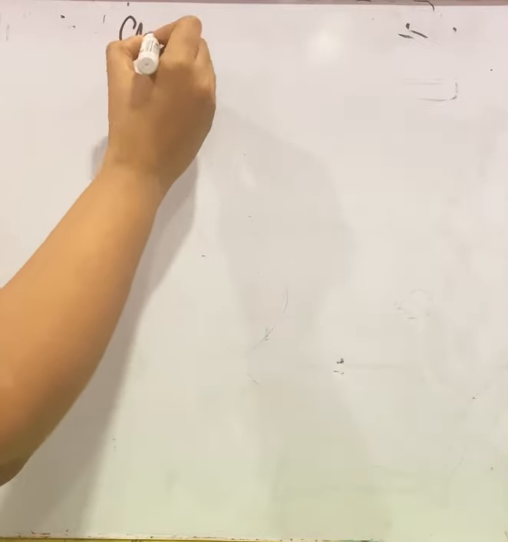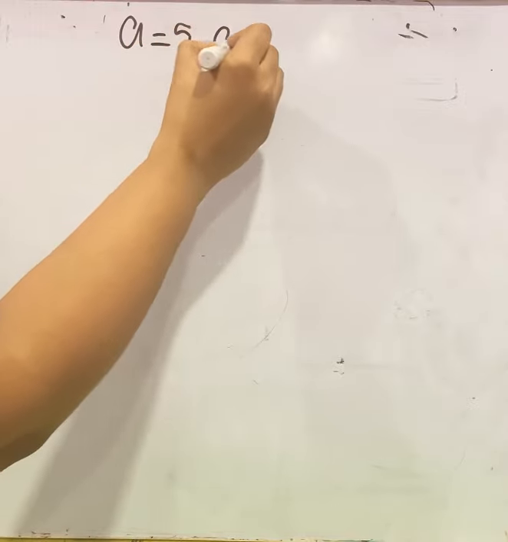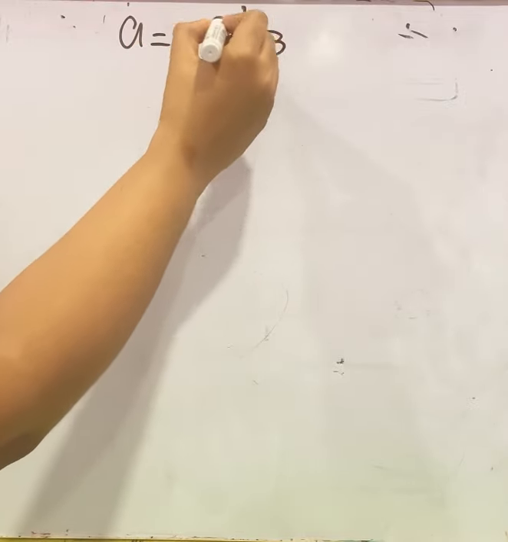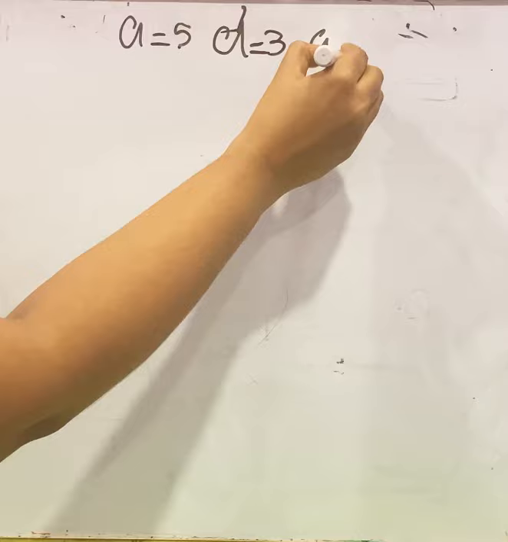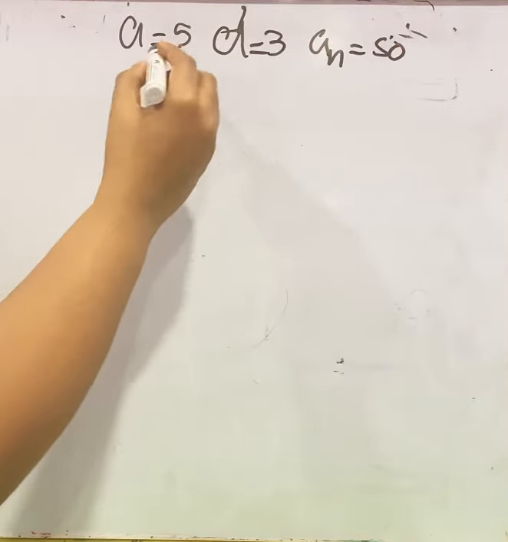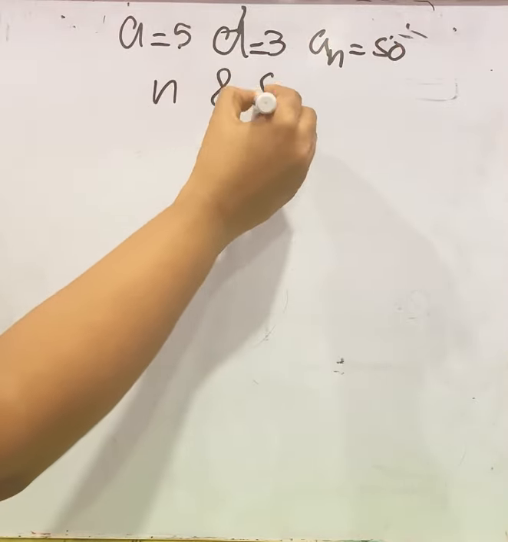Namaste. Today we will do the remaining questions from exercise 5.3. In an AP, given a equal to 5, d equal to 3, an equal to 50. Find n and Sn.